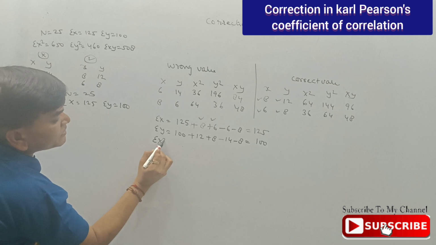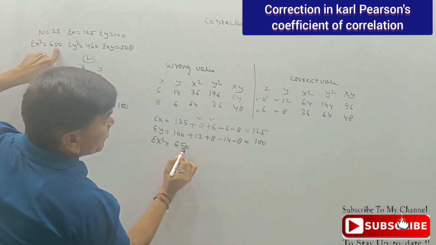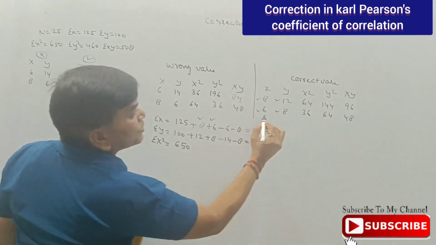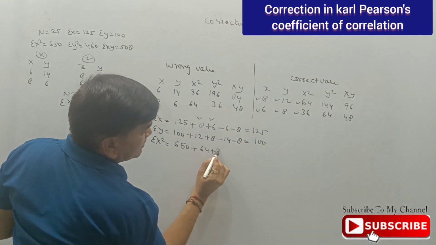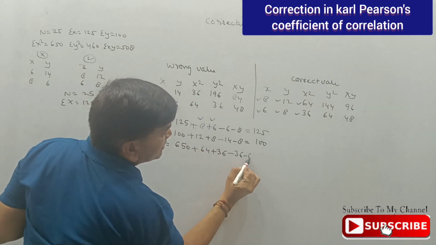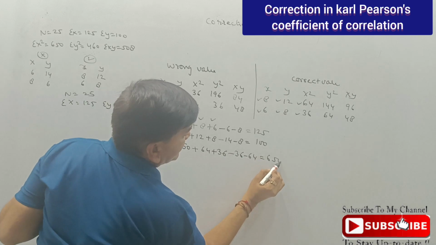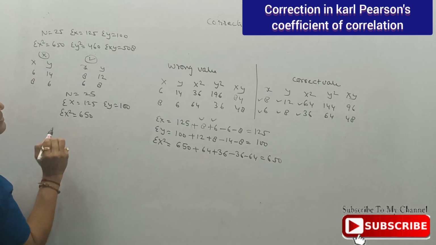Sigma x square, the given value is 650. The correct values are 64 and 36 added, and the wrong values subtracted, minus 36 minus 64. So 650 is correct. The correct sigma x square is 650.